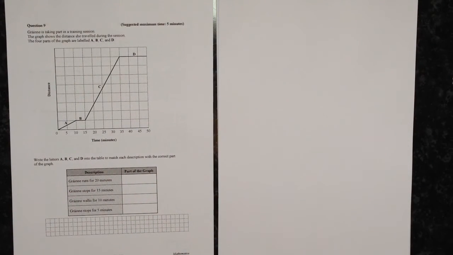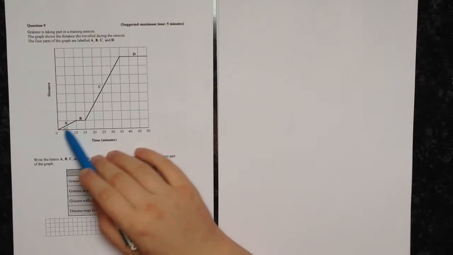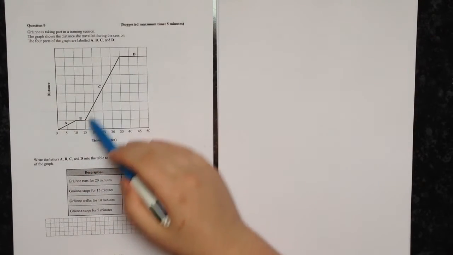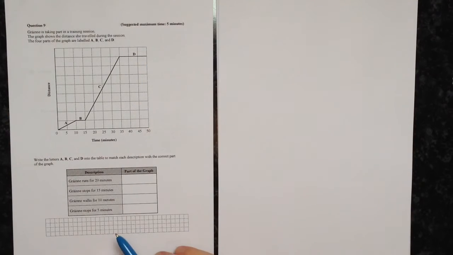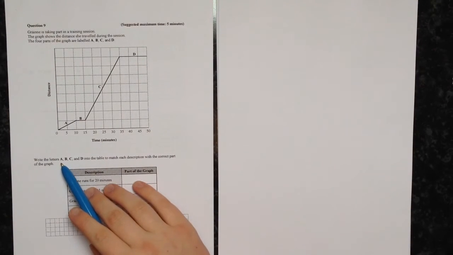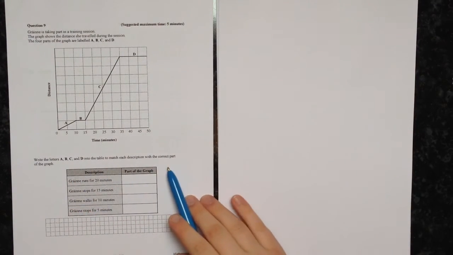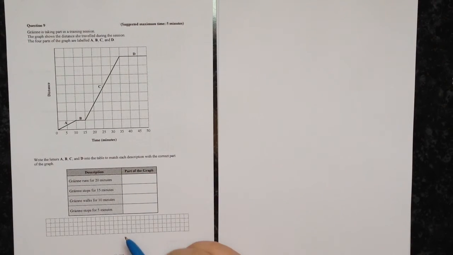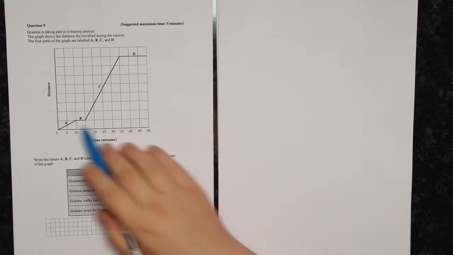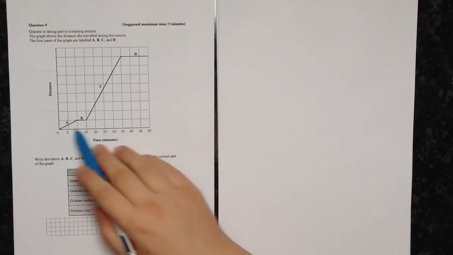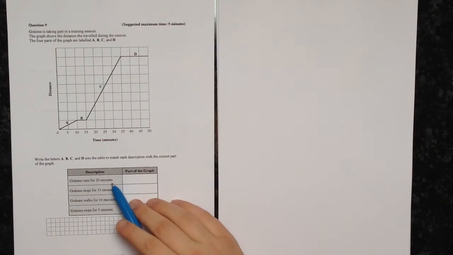Question 9. Grania is taking part in a training session. The graph shows the distance she traveled during the session. The 4 parts of the graph are labeled A, B, C, and D. So we've got parts A, B, C, and D. Write the letters A, B, C, and D into the table to match the description with the correct part of the graph. So we have to look at the graph and see what part of the graph matches each of these descriptions.